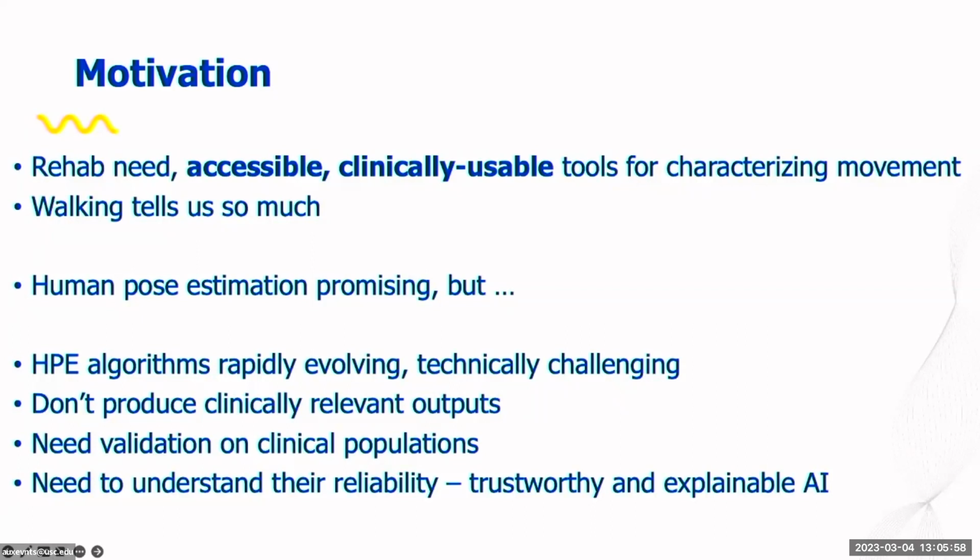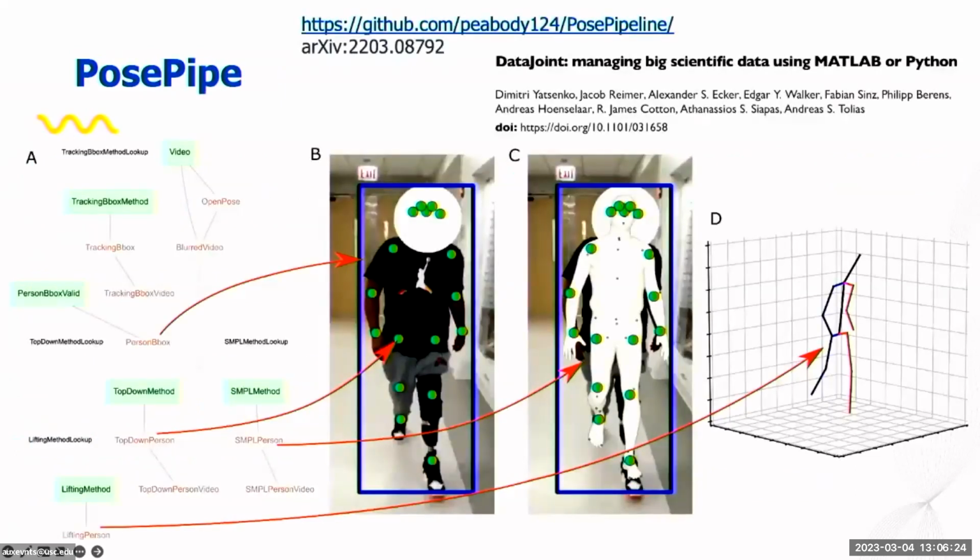There's a lot of promise from the techniques that are being developed in human pose estimation and computer vision, but I'm going to talk a little bit about how these are really challenging, partly because they're rapidly evolving, which is good, but makes them technically challenging. They're not really designed to produce clinically relevant outputs, and I think that's partly on our field to speak to the computer scientists and push on them. They're often not validated in clinical populations, and we don't necessarily understand their reliability, and really that's critical for having any kind of trustworthy and explainable AI that you'd want to use in clinical decision making.